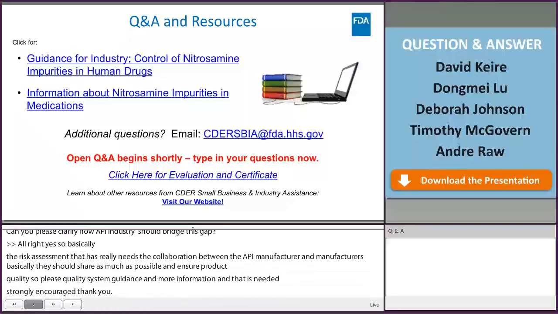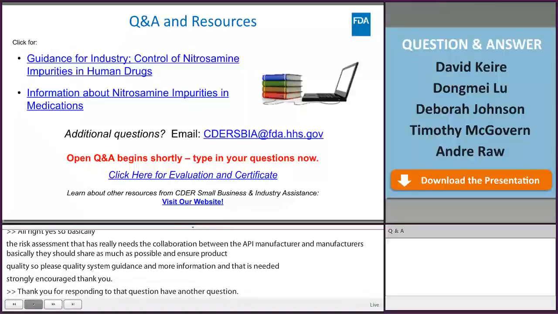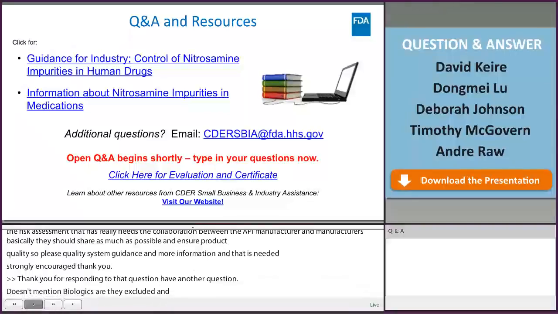The guidance doesn't specifically mention biologics. Are they excluded, or might they fall under drug products "at risk" due to other factors described in this guidance?